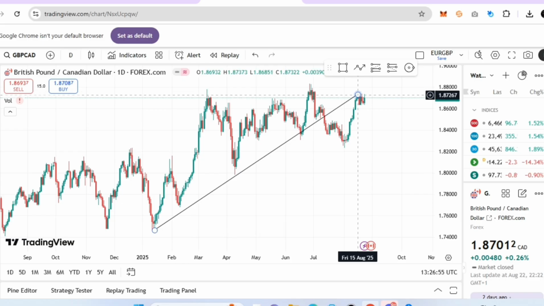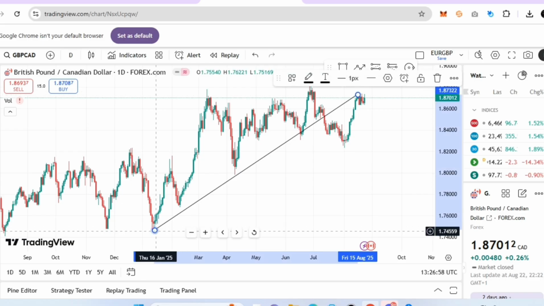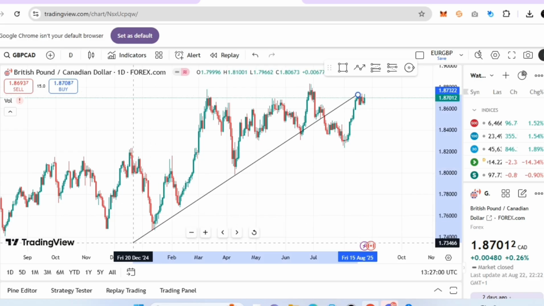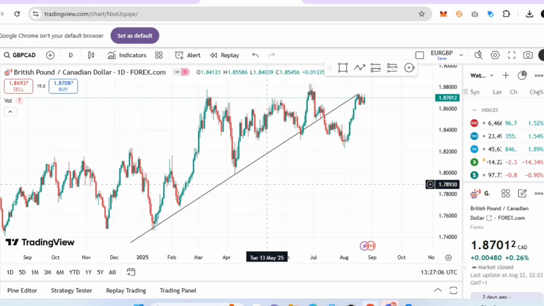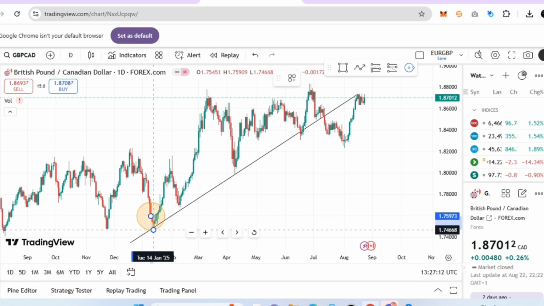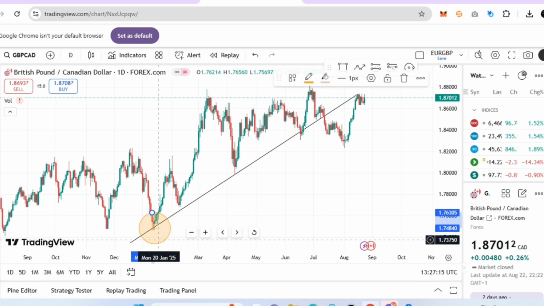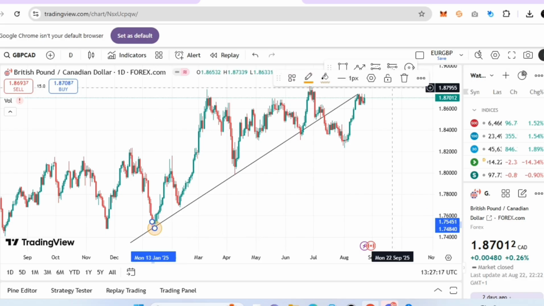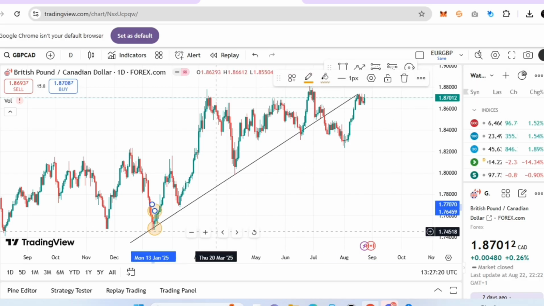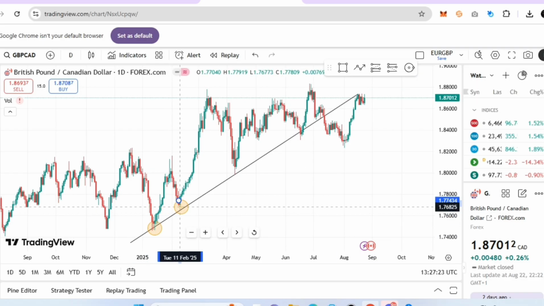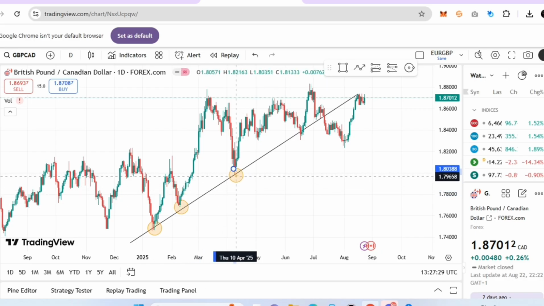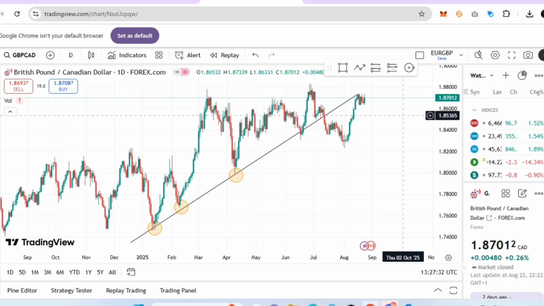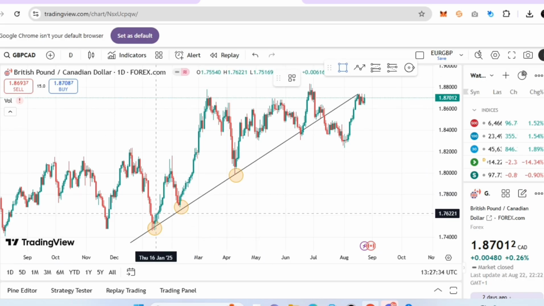the touches, my three touches, because I love to take a nice trade on my third touch. Let's see. I'm going to identify the three touches now. So after my three touches, the next thing is to identify my entry.